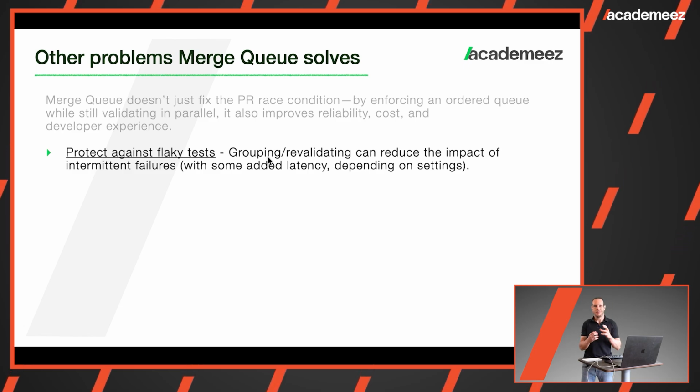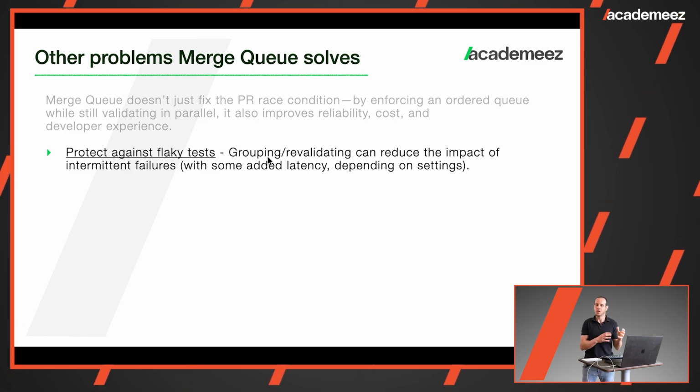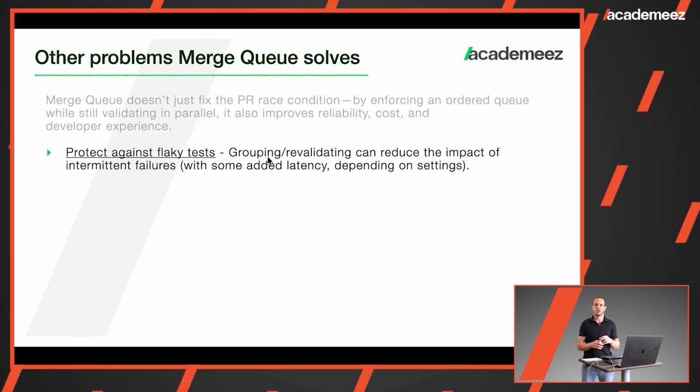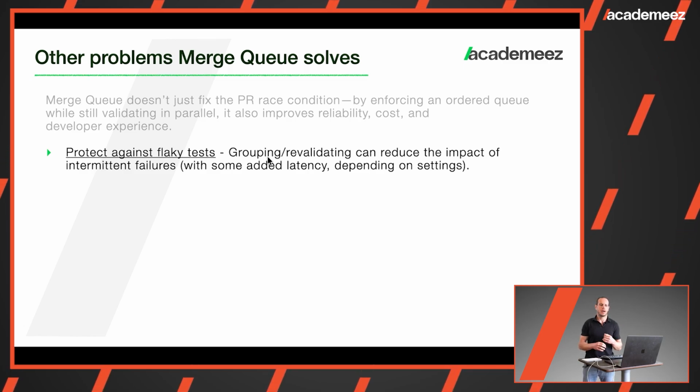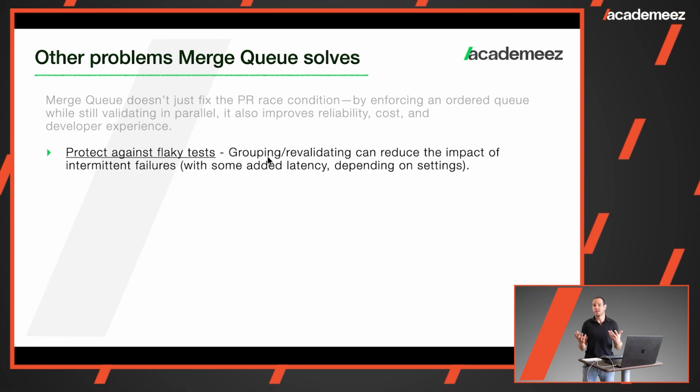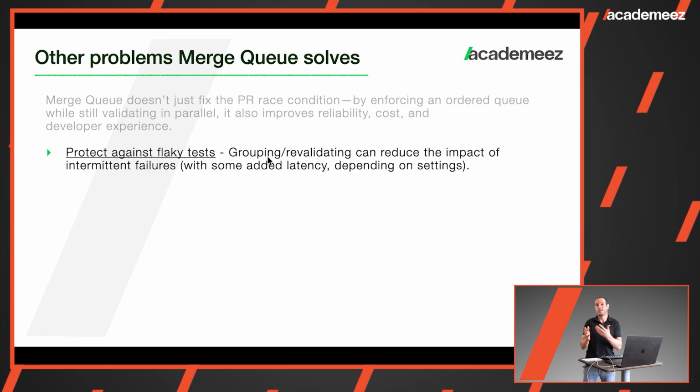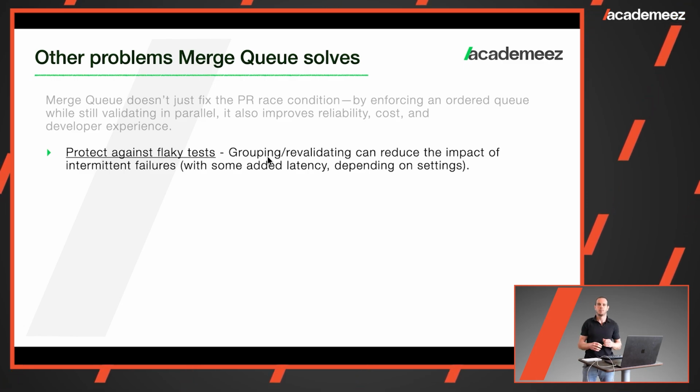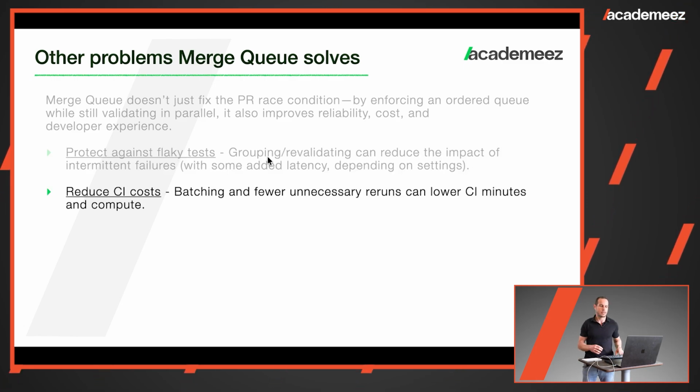Now, the GitHub Merge Queue doesn't have a lot of protection against flaky tests. We're going to talk about groups, which help a bit. But if you have a lot of flaky tests, you should probably examine Trunk as a solution, which has more tools against those flaky tests.